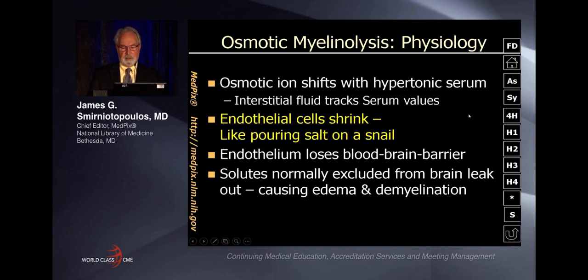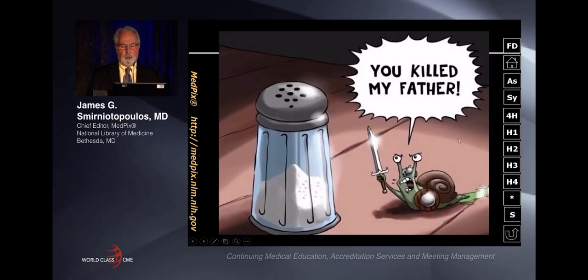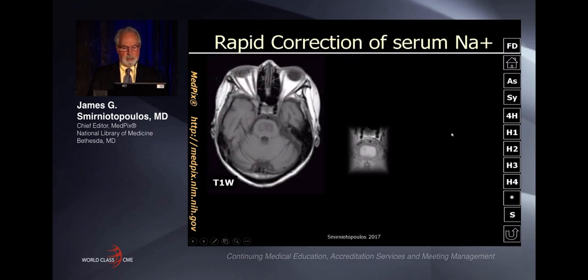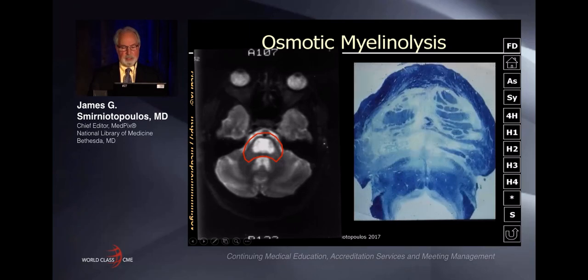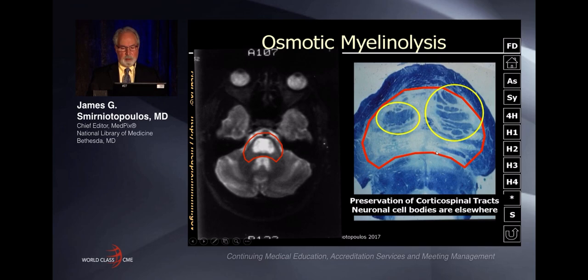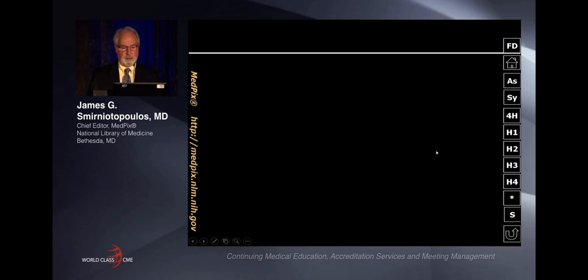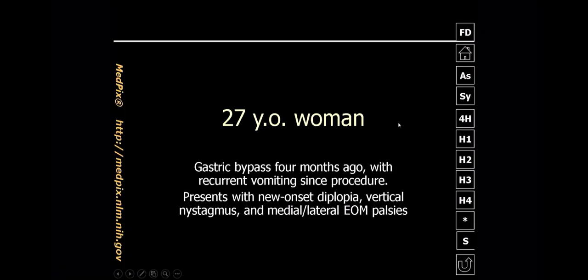Oh, you're vicious there. So anyway, if you pour salt on a snail, they kind of shrivel up because of the osmotic gradients there. So this is the potential bad outcome of overly rapidly correcting serum sodium and getting this lesion of central pontine myelinolysis with the loss of myelin in the central pons, some preservation of the myelin on the corticospinal tracts because their neuronal cell bodies are located elsewhere. At least that's the prevailing theory. So osmotic myelinolysis.